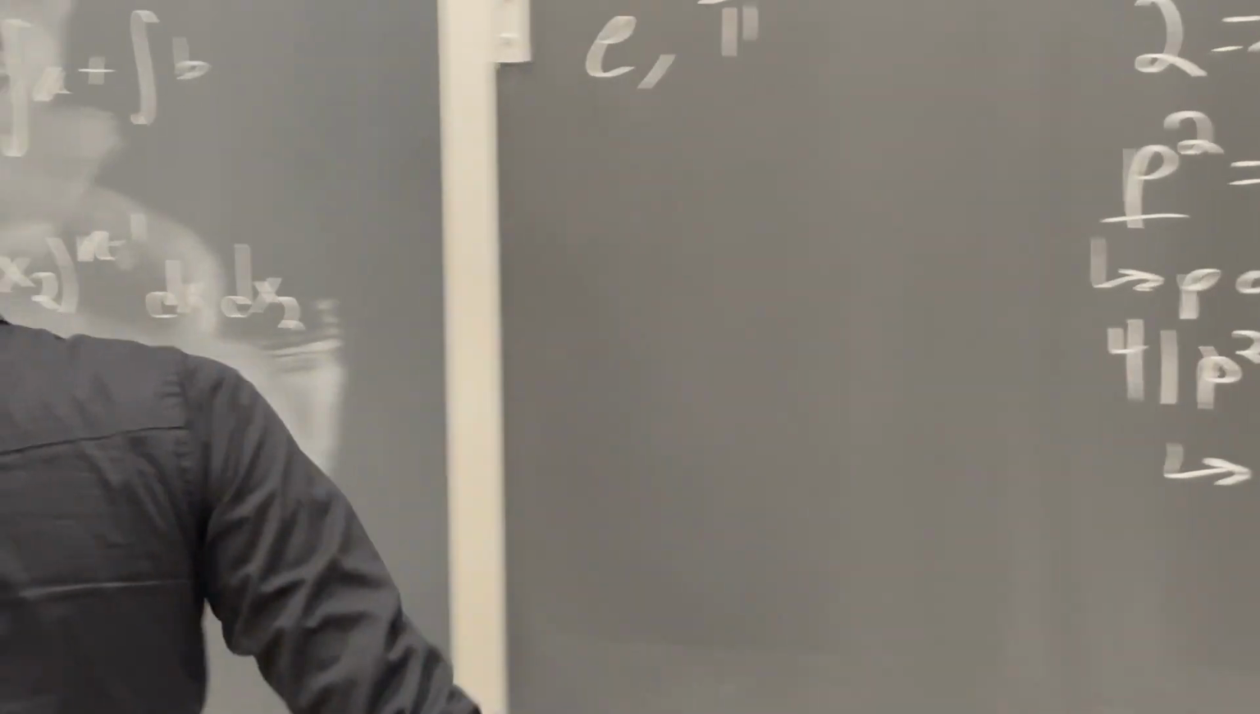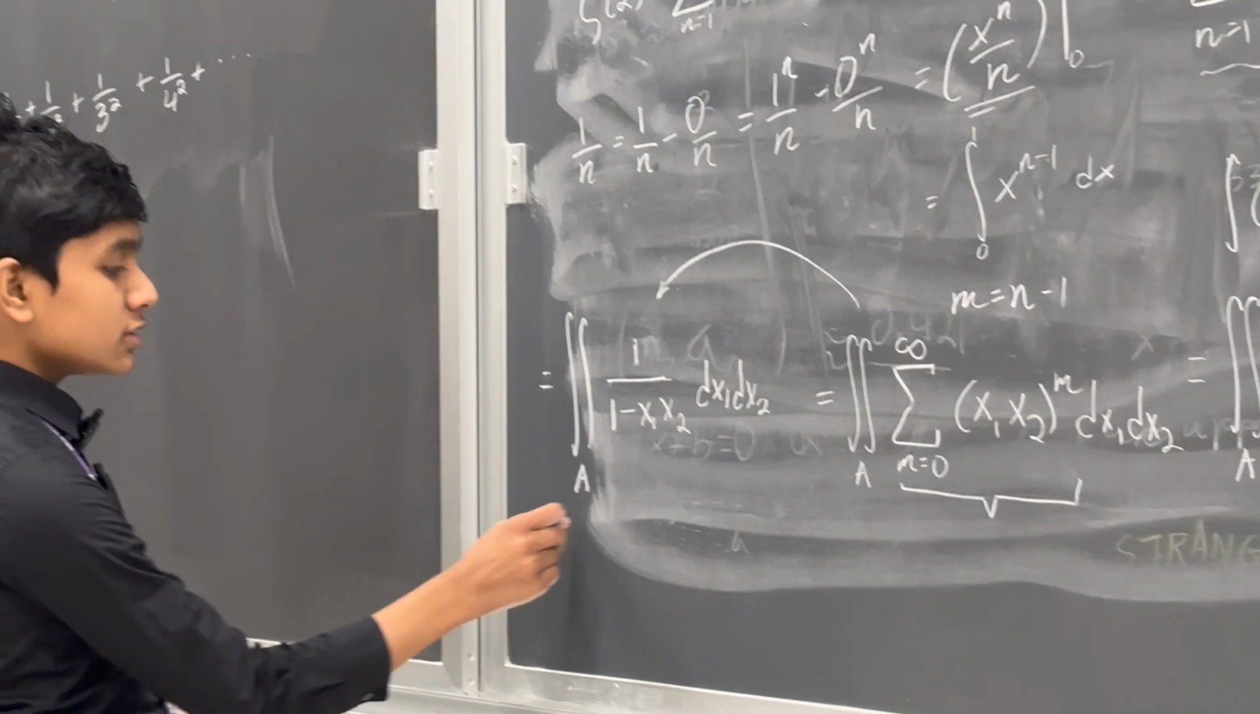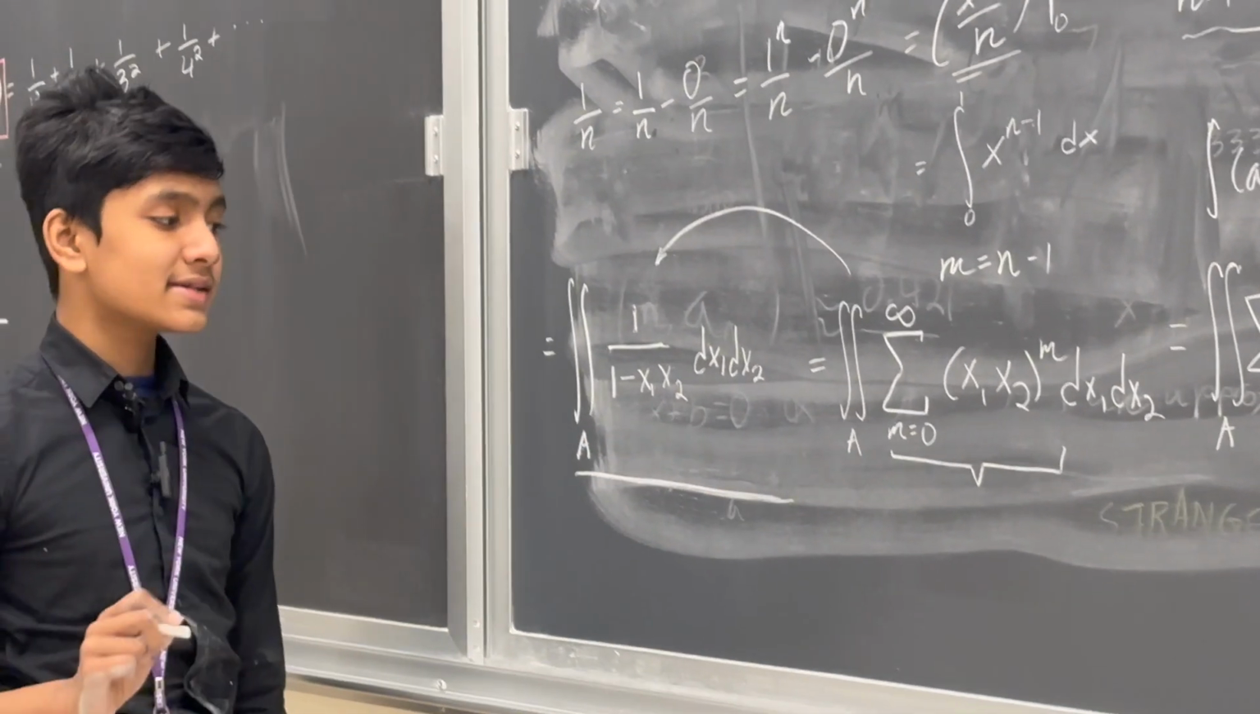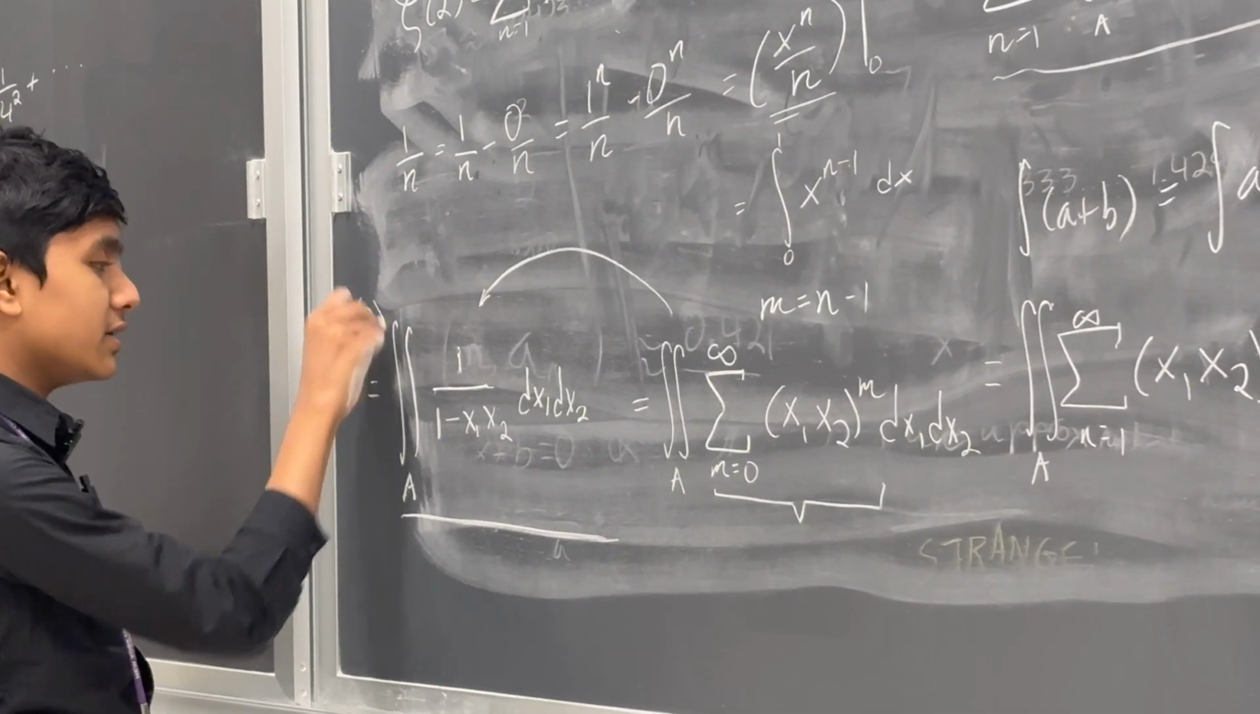We'll just define this as an improper integral. Okay, so this is our final integral for zeta of 2.